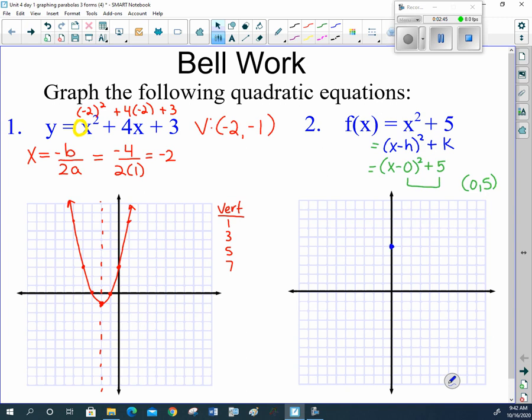My a is 1, so my vertical pattern is still 1, 3, 5, 7. Nothing is changing, so I'm going to go up 1 over 1, up 3 over 1, and I'm off my graph paper. So there's that one.